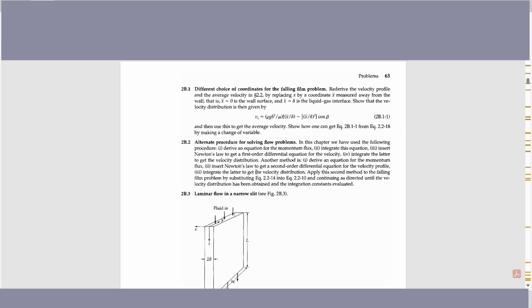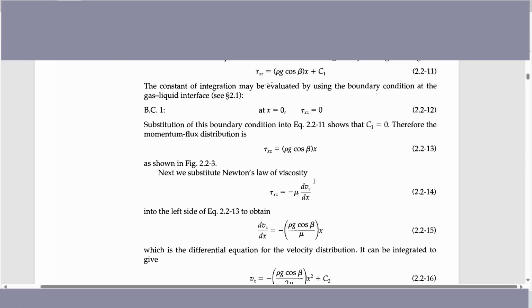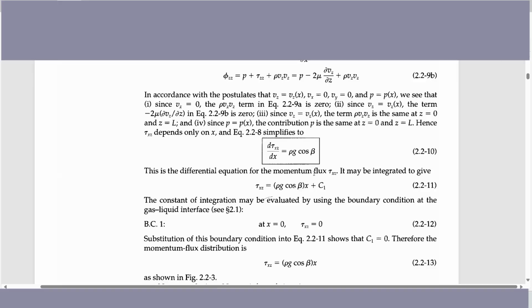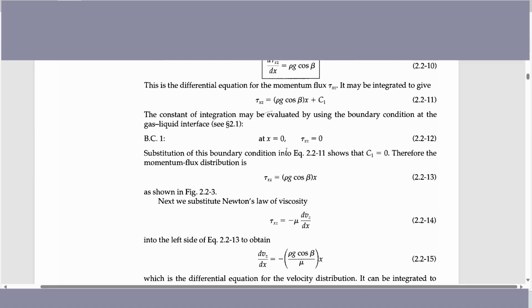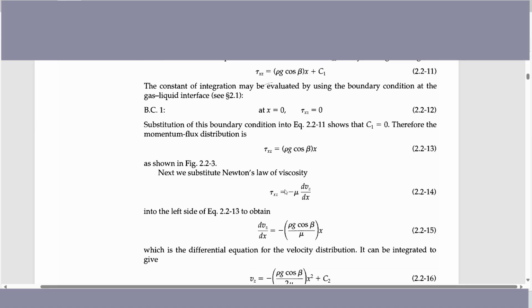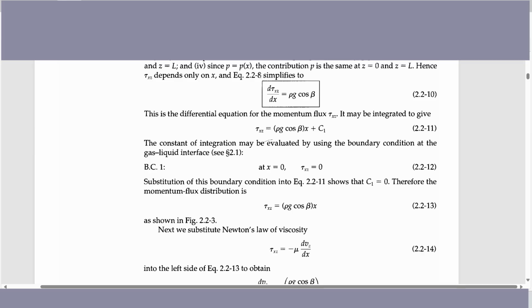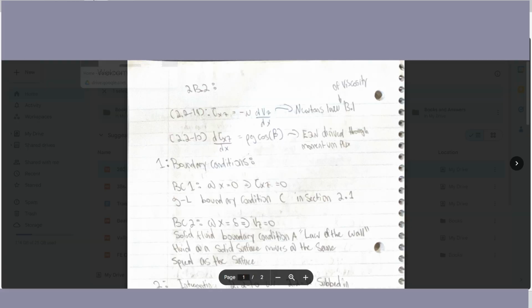So those equations are 2.2-10 and 2.2-14. 2.2-10 right here and 2.2-14. So we basically just insert 2.2-14 into 2.2-10 into this derivative here, and we go from there. So yeah, that's what I did. Here's the equations I wrote out again, and then the boundary conditions.